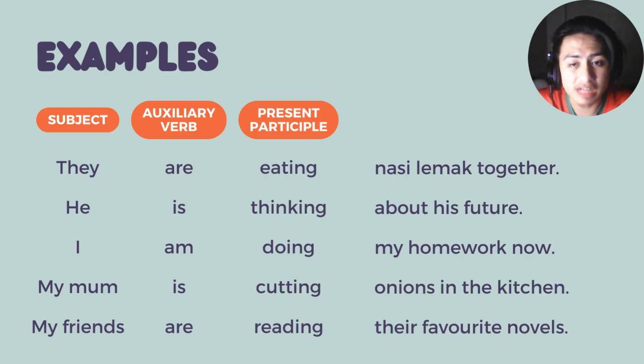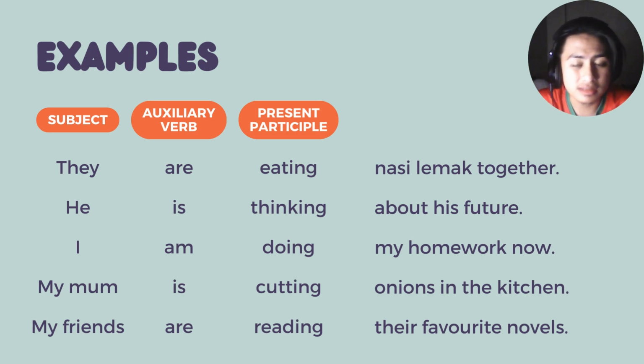So here are some of the examples. So as we all know, it consists of subject, auxiliary verb, and present participle. So for the first sentence, the subject is they, and the auxiliary verb is are, and present participle is eating. Then we can continue it until we make a fully functioning sentence. So, do you guys know why do we use are in our auxiliary verb? Yes, it is because the subject is they, which is plural. It shows more than one.